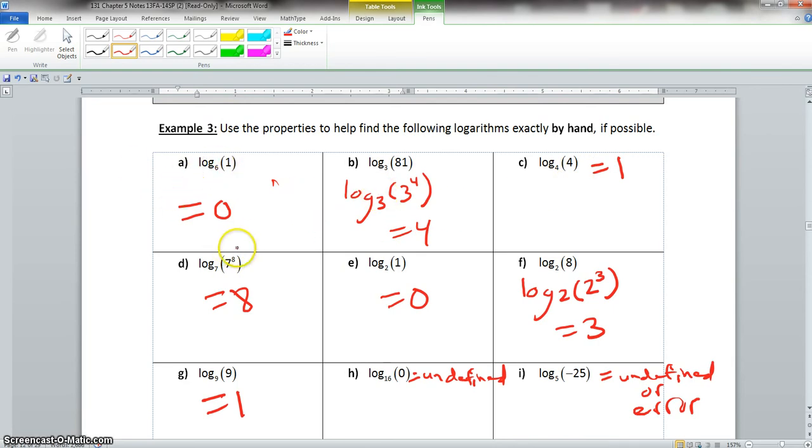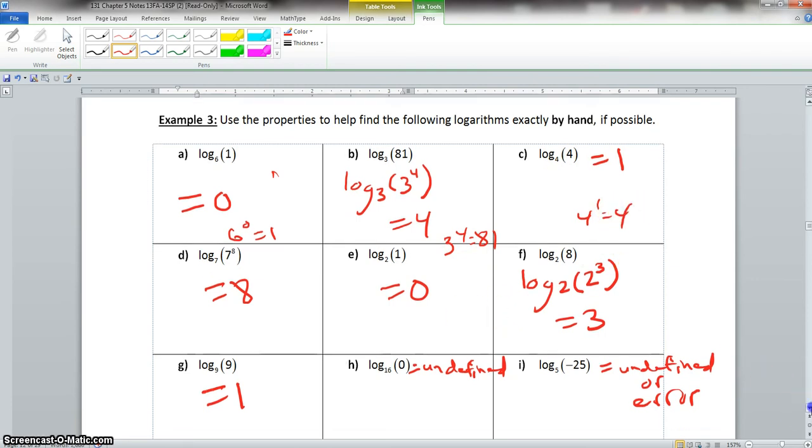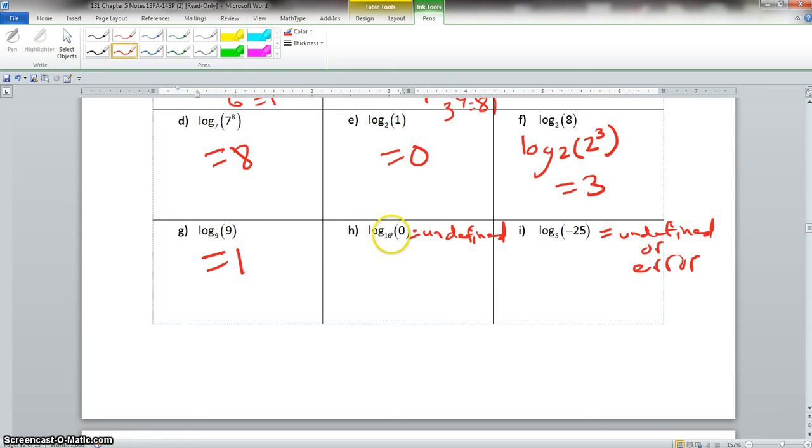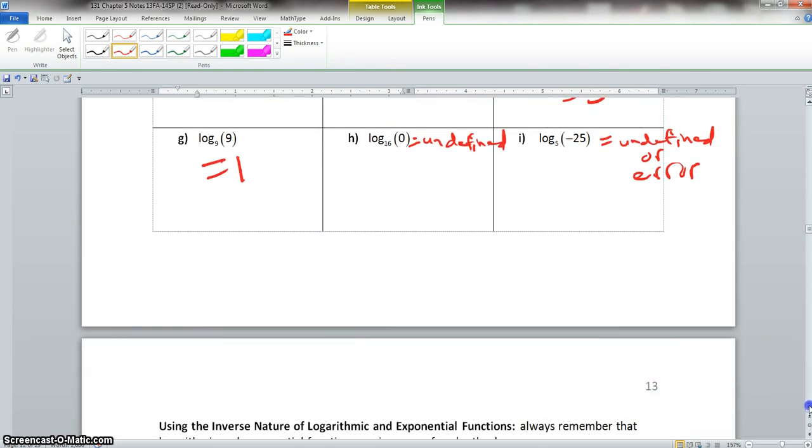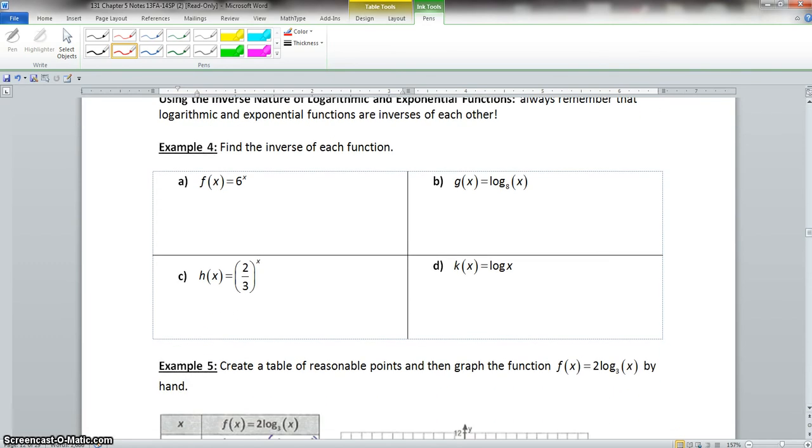So we could write this. This would be 6 to the 0 power. And doesn't it equal 1? We could do this here. Doesn't 3 to the 4th power equal 81? We know 4 to the 1st power is equal to 4. And so on. Now when we get down here to H, 16, can you think of anything 16 to any power that would give you 0? There's no such thing. Can you think of 5 to any power that will give you negative 25? There's no such thing, no such number. So that's why it's undefined or an error.